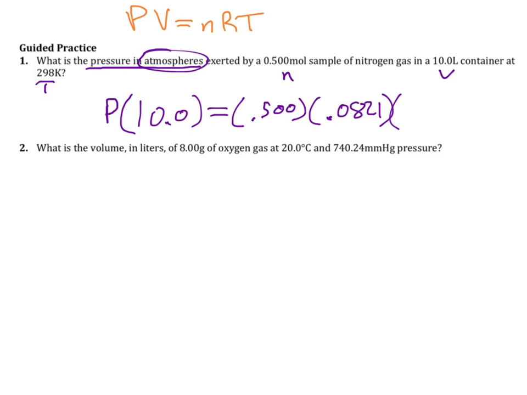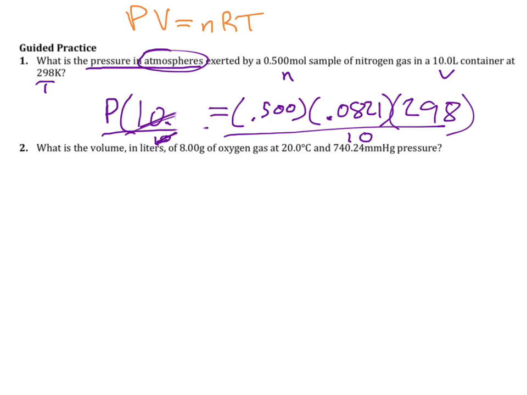And then we have T. The last one is T here. And so once we plug this in, the only thing we need to do now is solve for P. And how you get P alone by itself is you divide each side by 10. And when you divide each side by 10, this cancels out to where we are left with this situation here.